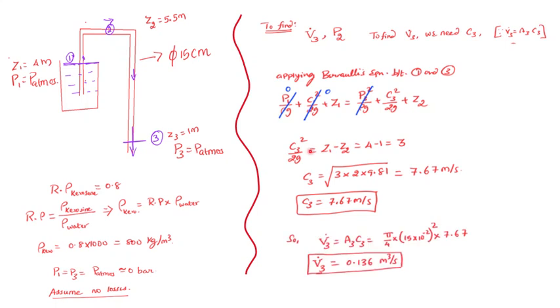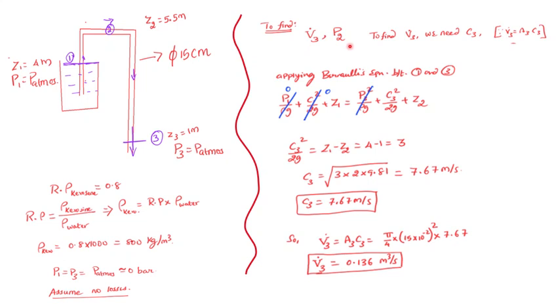After finding C3, I'm using the continuity equation to find the volumetric flow rate, because that is what they're asking us to find. V dot 3 equals A3 C3. A3 we can easily find because the diameter is 15 centimeters, so the area is pi by 4 d square, times the velocity which we have found, and the volumetric flow rate I know. So now I have found this one.